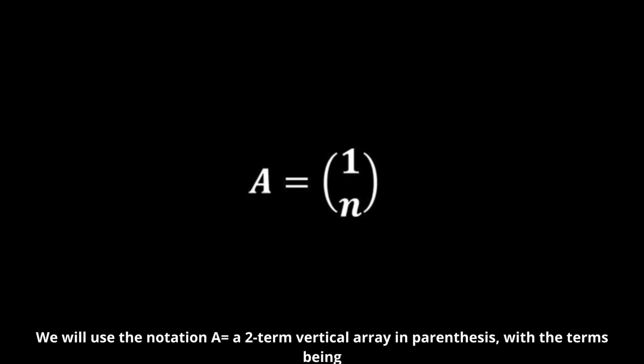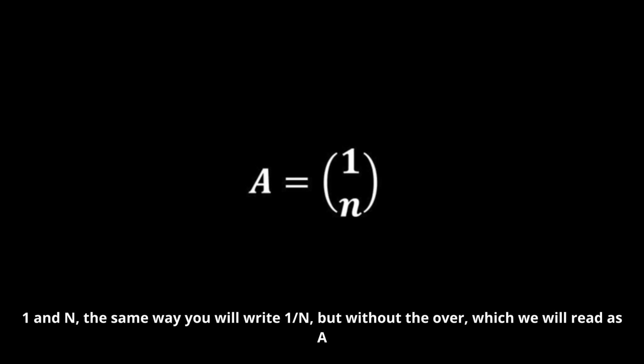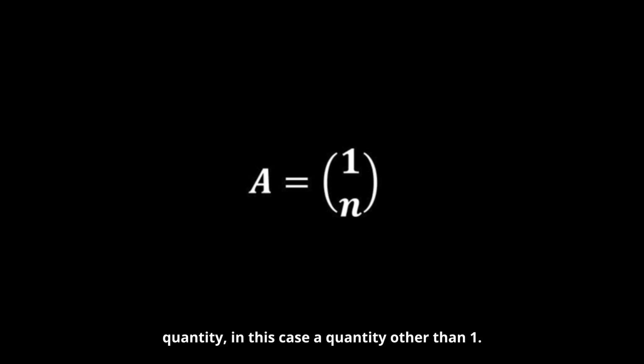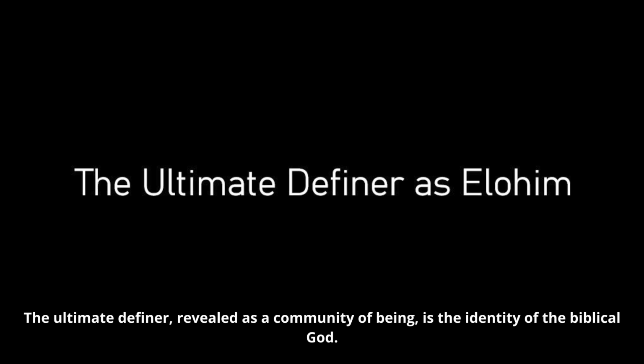That is, A is a community of being, one and yet many. We will use the notation A equals a two-term vertical array in parentheses, with the terms being 1 and n, the same way you would write 1 over n but without the over, which we will read as A is 1 and n in singularity, or A is as much 1 as n at the same time, where n is any finite quantity, in this case a quantity other than 1. The ultimate definer, revealed as a community of being, is the identity of the biblical God.